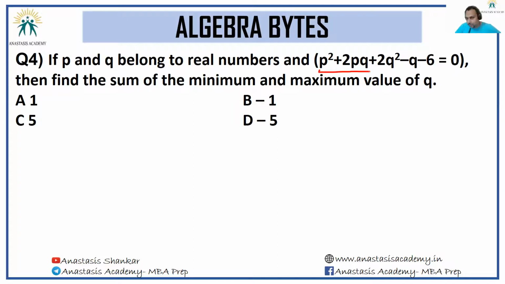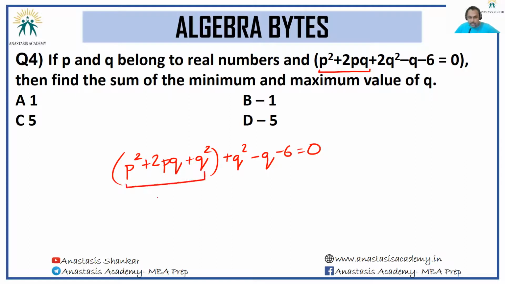Again, I would implore you look at this expression. Can you see P square plus 2PQ? All you need to check is, oh, if I had one more Q square, this will be P plus Q whole square. And what are we left with? We are left with Q square minus Q minus 6. This is equal to 0. So this turns to P plus Q whole square.